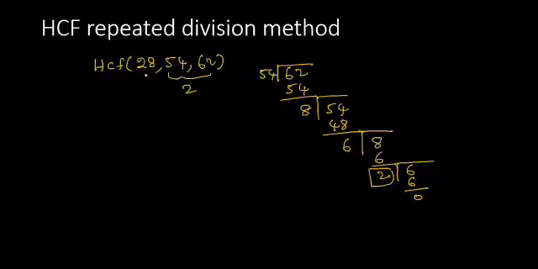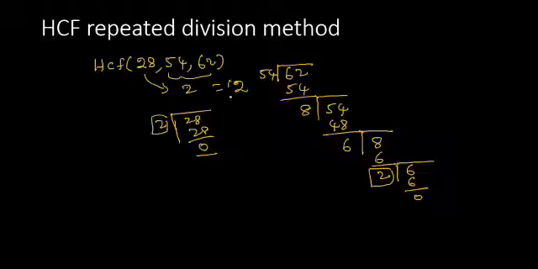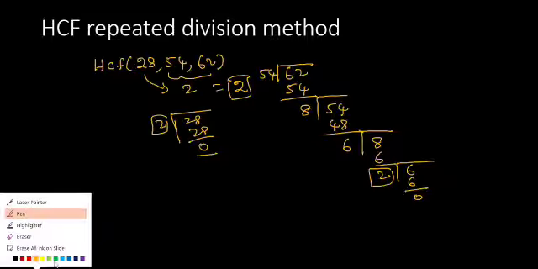Now, what we have to do? We have to find the HCF between 28 and 2. Now, the biggest number is 28. So, 28 divided by the HCF we have obtained, which is 2. Now, 28 goes 14 times. Now, obviously, the HCF of 28, 54 and 62 is 2. So, this is a way of actually doing the HCF. We call it the repeated division method. So, we will also try another method here.